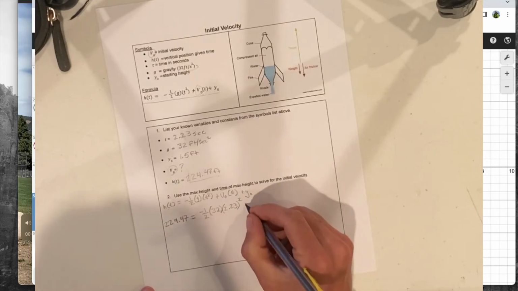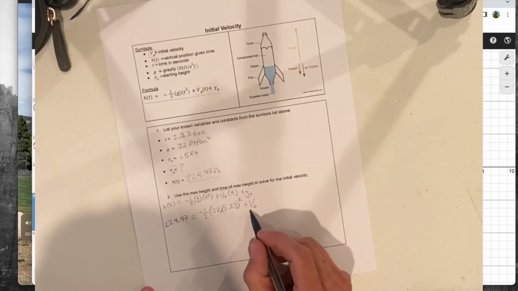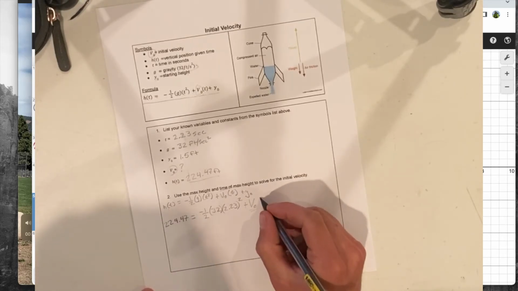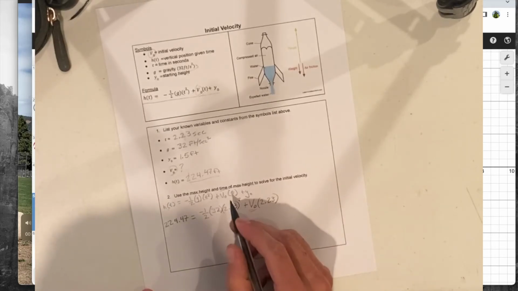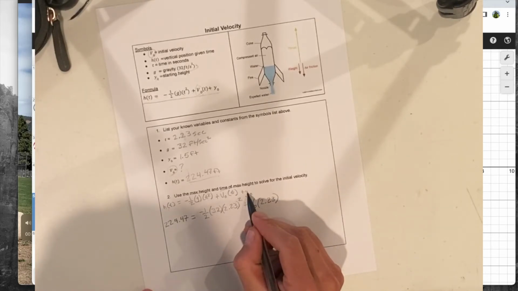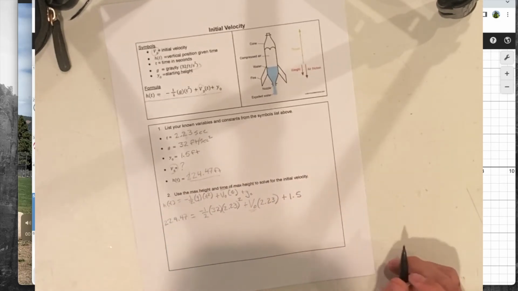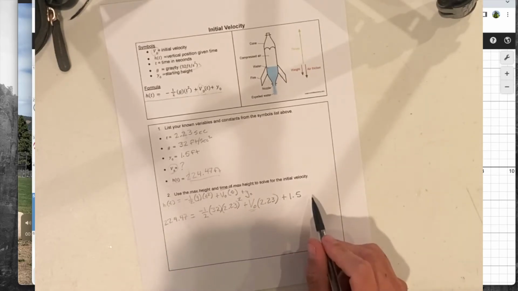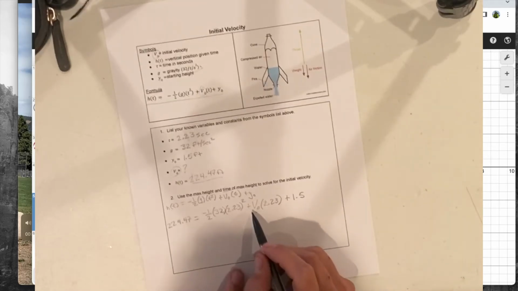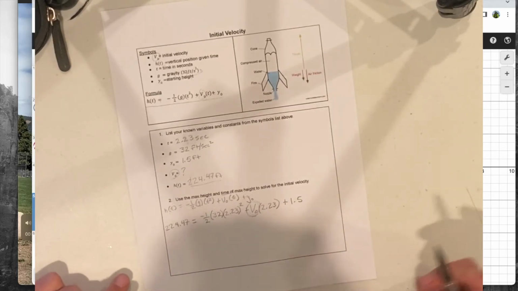And then we're going to be adding our initial velocity that we don't know yet. So I'm going to leave it as V naught. That's what I'm trying to find. Times our time again, which is 2.23, plus the height of our initial launcher, which is plus 1.5. So at this time, all of these are just numbers. The only unknown here is this V naught. That's what I'm trying to figure out. So let's simplify this before we solve for V naught.